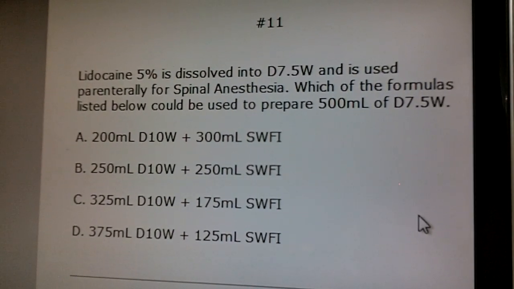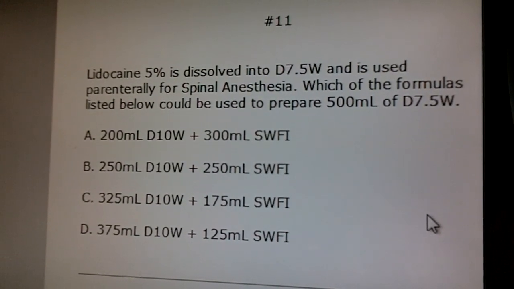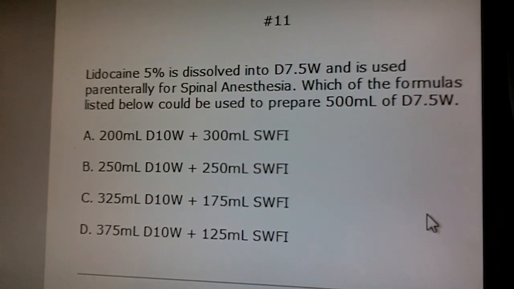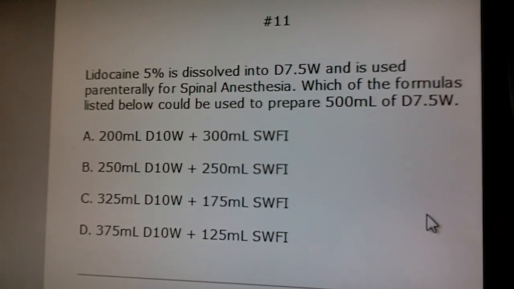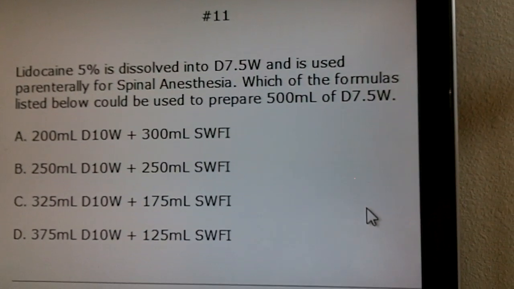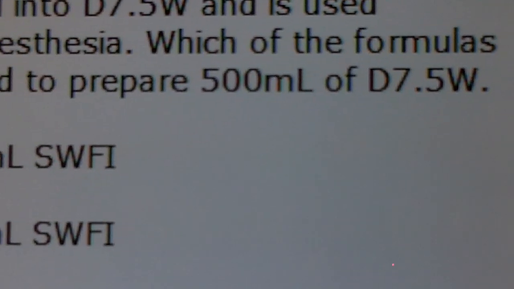All right, so just thinking about the question itself, the first sentence is just filler. It means nothing, and you could totally just ignore it. But what the question's really asking is, how do you make 500 milliliters of D7.5W? In fact, that's all that really matters in this whole question, the last 4 words there, you see.